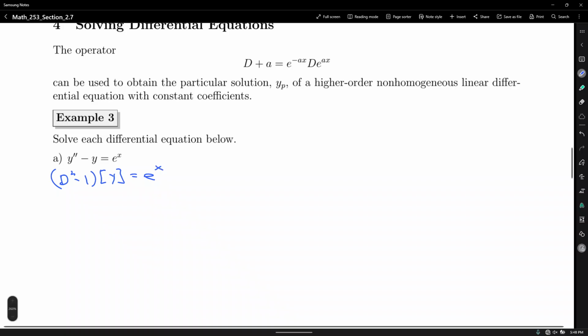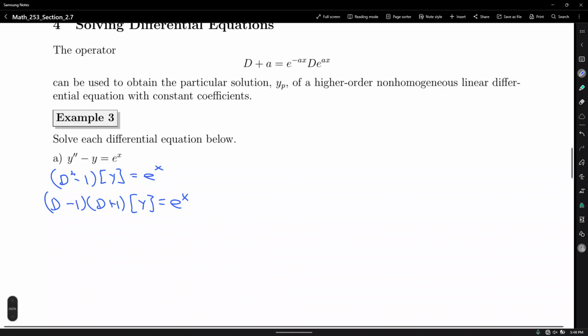I'm going to factor the difference of squares in terms of operators, that is d minus 1, d plus 1, acting on y, equals e to the x. Okay, guys, so I'm going to use the exponential operator to transform this polynomial into a product of exponentials and operators, and you'll see what's going to happen here.